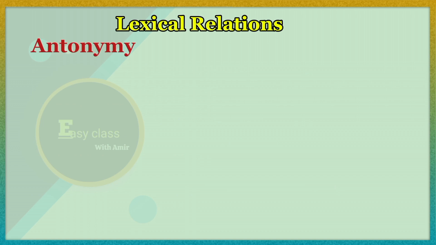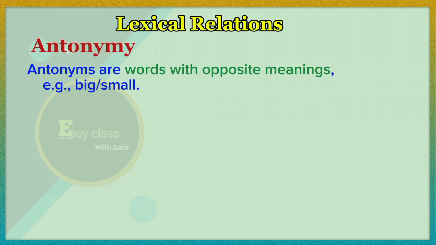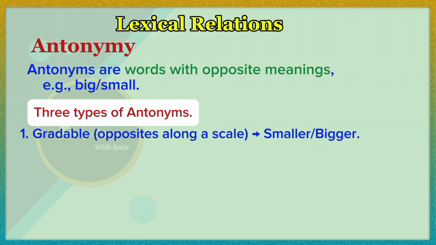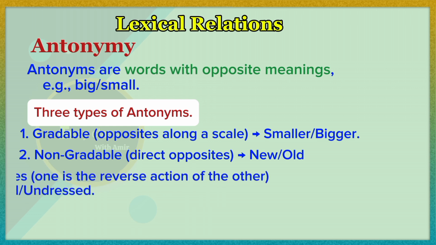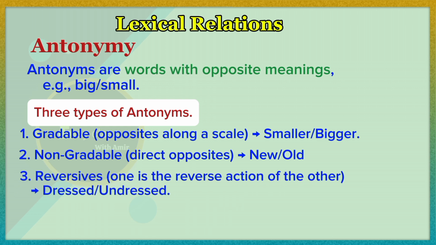Antonymy. Antonyms are words with opposite meanings. For example, big or small. Antonyms can be categorized into 3 types: gradable opposites along a scale, non-gradable direct opposites, and reversives, where one is the reverse action of the other. Understanding antonyms helps us appreciate the nuances of language and how words relate to each other.